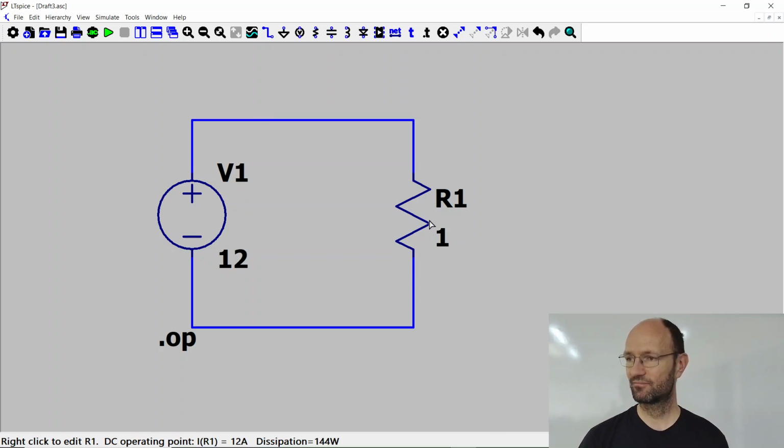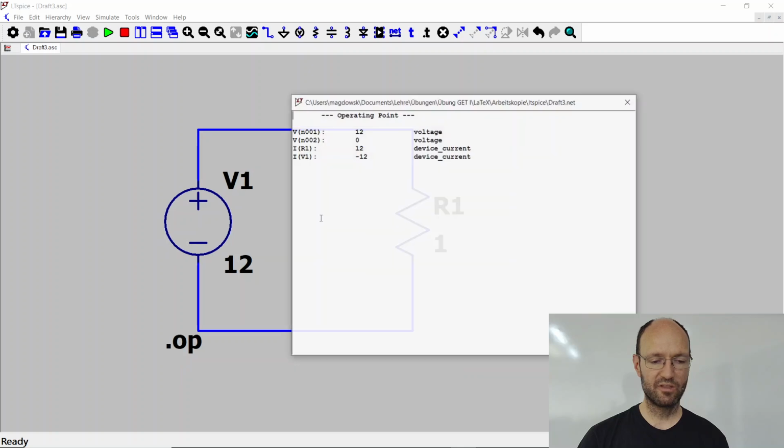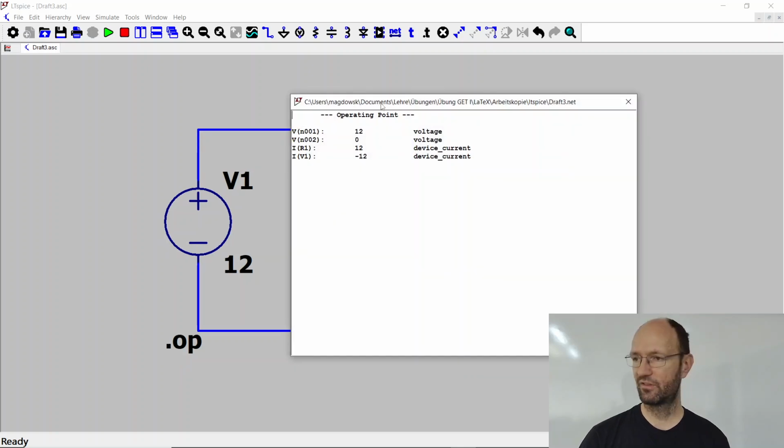Can you recover the operating point without simulating again? Because I have closed the window. Okay, yeah, if you just click once again on run, then we should get the result once again.